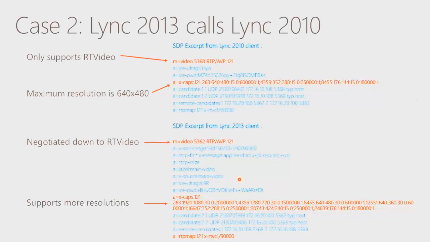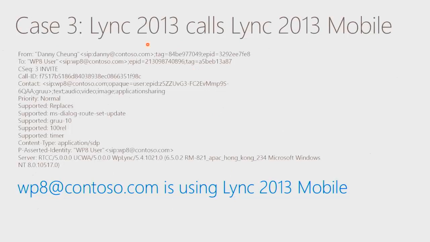Now, those are for the desktop clients. So you may ask, what if I have a mobile client, right? They look very different. Do they really behave differently? This is the invite exchange between a Lync 2013 desktop client and a mobile client. And you can see from here, it's from a server, UCWA, and we know that a mobile client is using UCWA as signaling, right? So that's why it's coming from the server, okay, for UCWA.